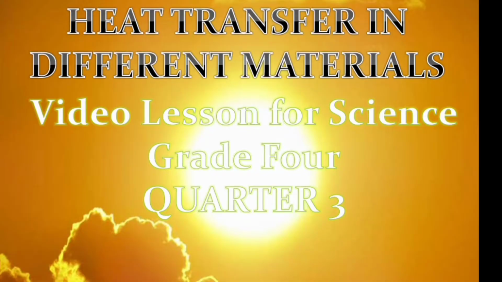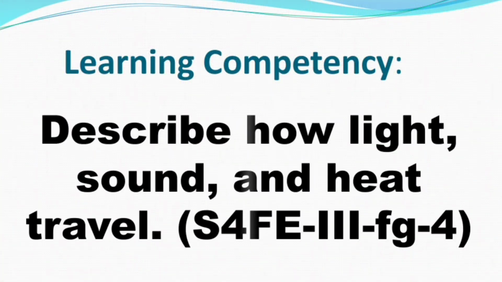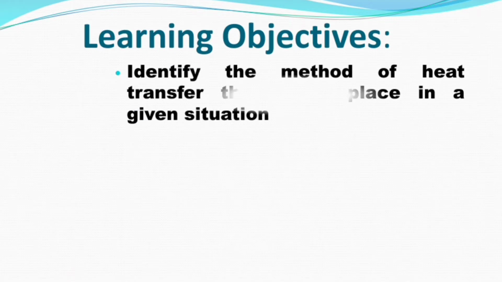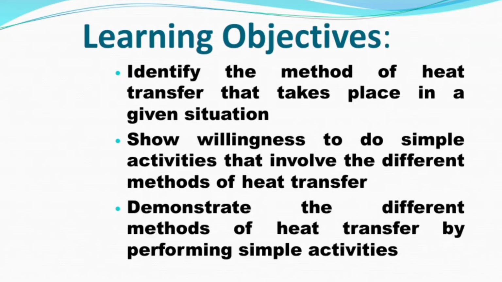Today, we will discuss the different methods of heat transfer in different materials. Our lesson today is about heat transfer in different materials, a Science Grade 4 lesson. Our learning competency: describe how light, sound, and heat travel. Our learning objectives are: Number 1, identify the method of heat transfer that takes place in a given situation. Number 2, show willingness to do simple activities that involve the different methods of heat transfer. And number 3, demonstrate the different methods of heat transfer by performing simple activities.